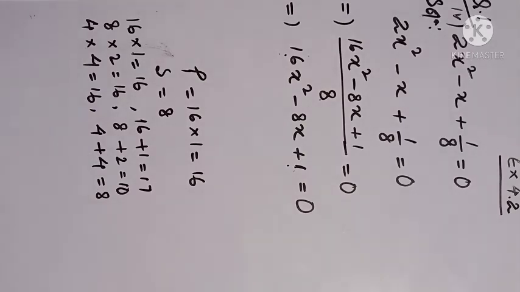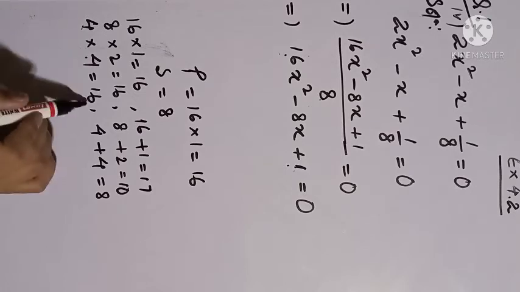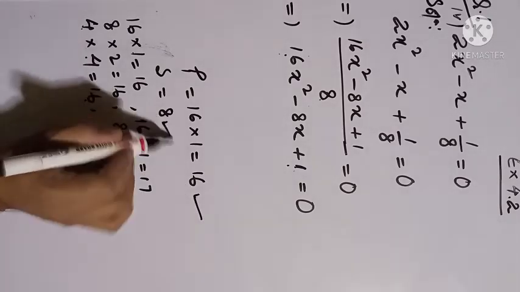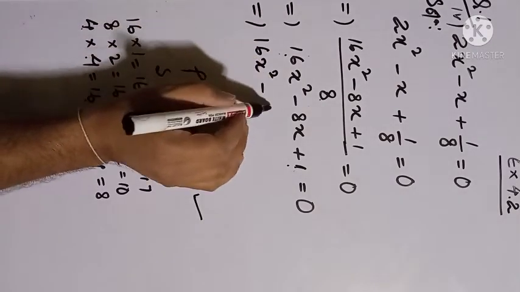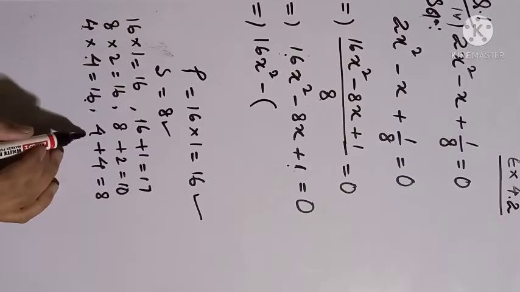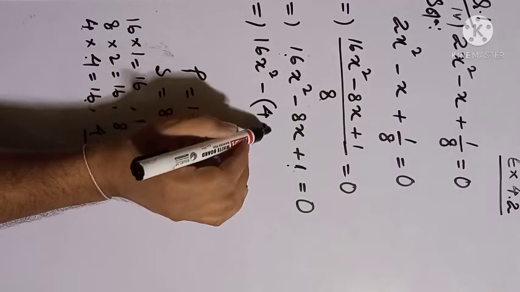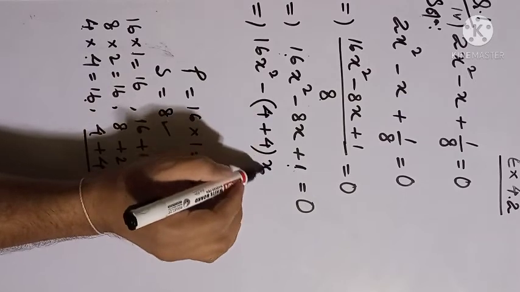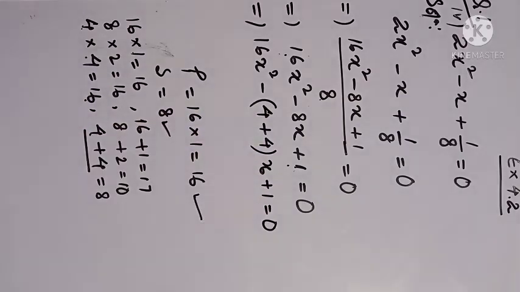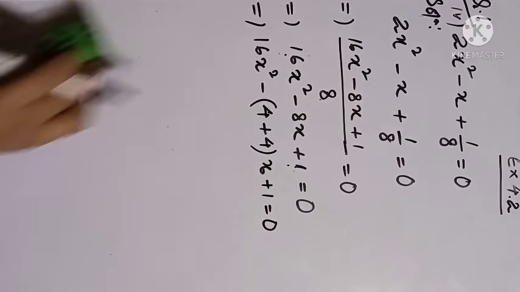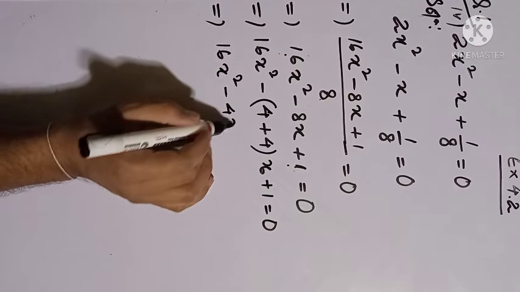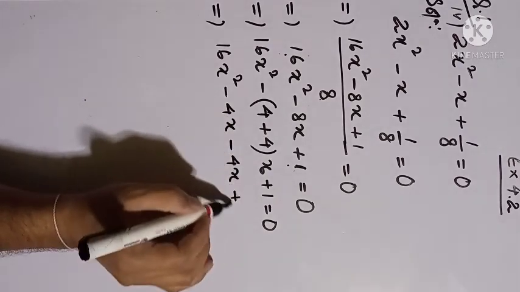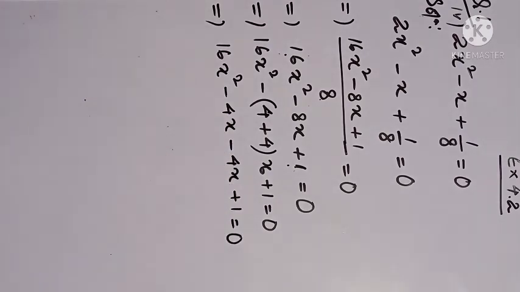But the perfect pair of the numbers is actually 4 and 4. Because 4 into 4 I get 16, 4 plus 4 I get here 8. So we're going to write here like this: 16x square minus, in place of this 8 I'm going to write 4 plus 4, x plus 1 equal to 0. Okay, so in the next step, what are we going to do? We're going to write 16x square minus 4x minus 4x plus 1 equal to 0.